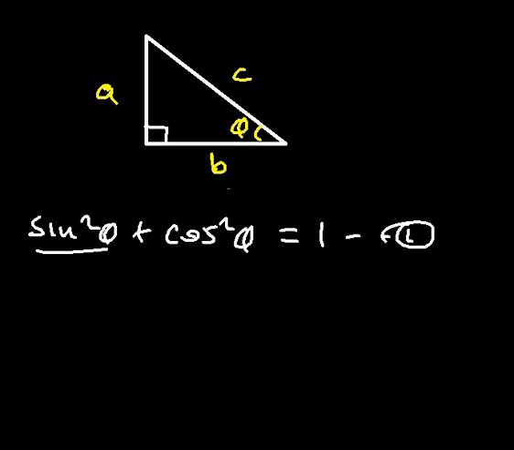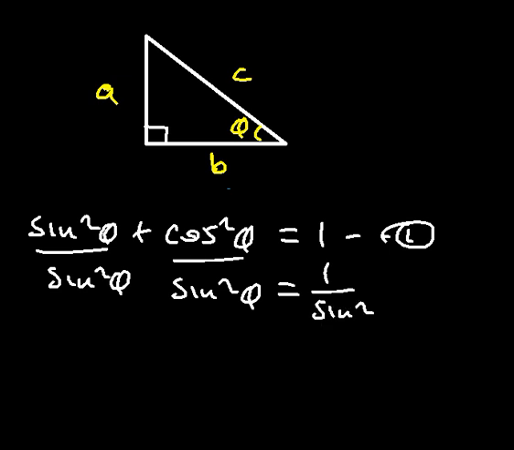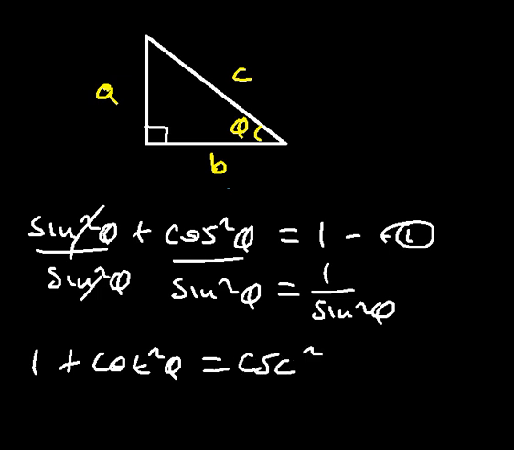Now if we divide everything by sine square theta, we'll have another Pythagorean trigonometric identity. That is, we have 1 plus cos square theta over sine square theta. That corresponds to cot square theta, which is the same as 1 over sine square theta, and that is cosec square theta. We should also keep this in mind.